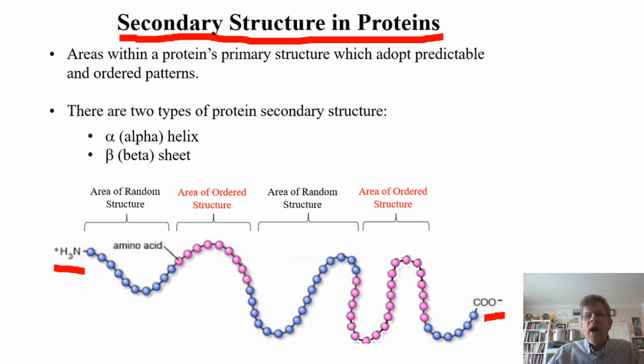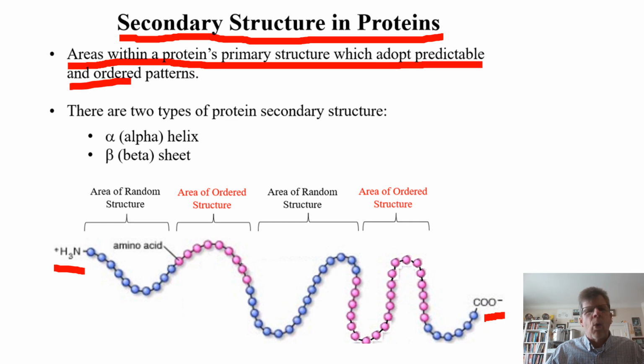Because of this quasi-rigidity of our amide backbone, our peptide backbone, what ultimately happens is certain areas within a protein's primary structure start to adopt predictable and ordered patterns. And what does that ultimately mean? If we look down on the structure on the bottom, we have this meandering of our primary sequence, N terminus to C terminus.